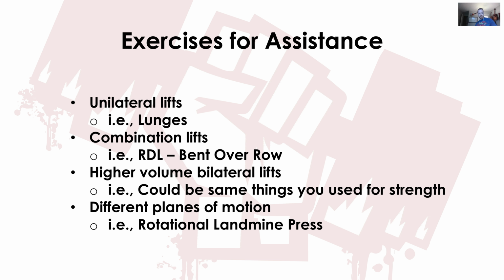Unilateral lifts, things like lunges. Combination lifts, like an RDL, bent over row, which would really mean that we would hinge down into that RDL, do a bent over row. Once our arms are straight again, we would stand back up tall. We're just combining the 2 lifts, hence combination lift.